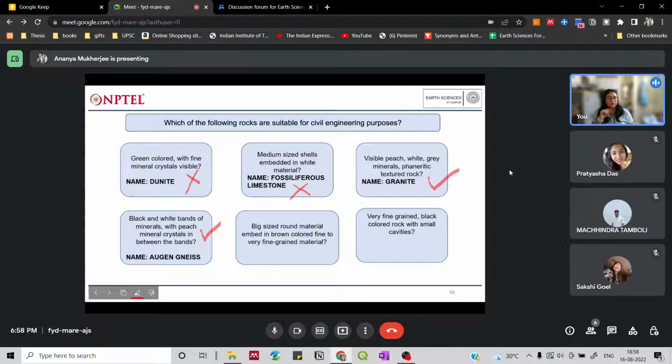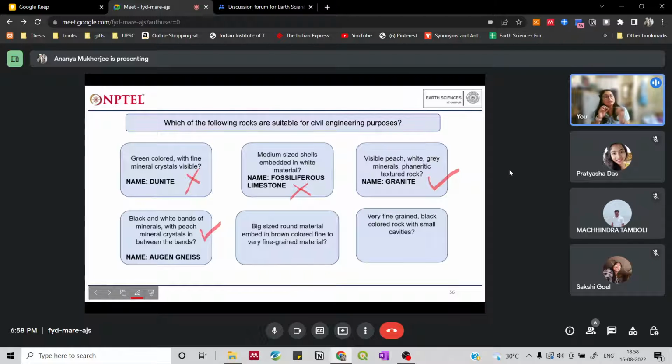Now the next one, suppose you have a round material, okay, which is embedded in brown colored fine to very fine grained material. Now big size round material and you have very fine grained material, okay. Now this can be both an igneous rock and also a sedimentary rock. Why am I saying igneous rock? Because we are only considering the size variation of the material.